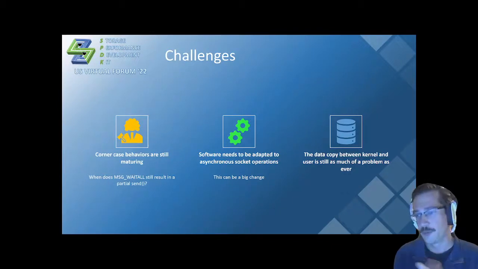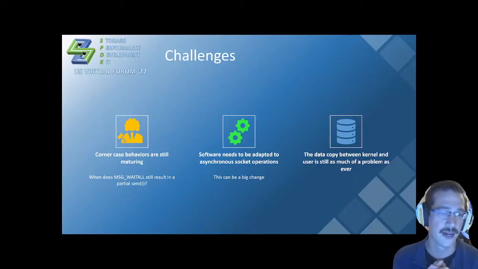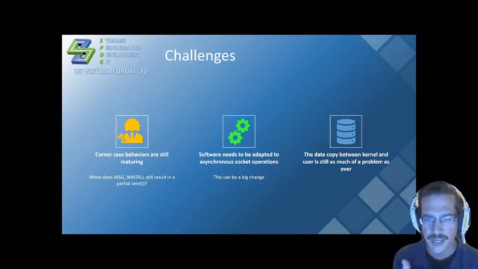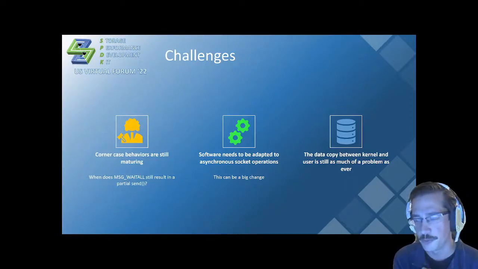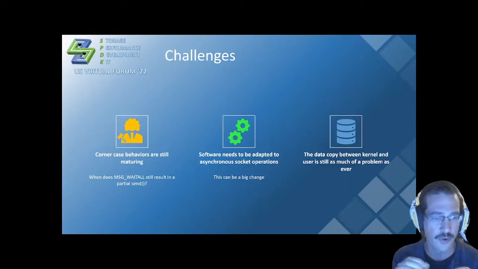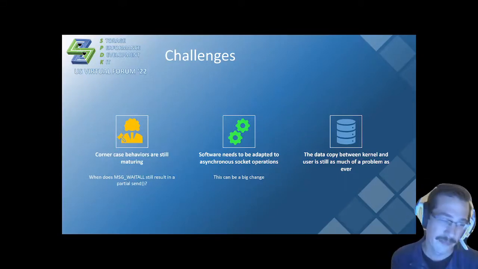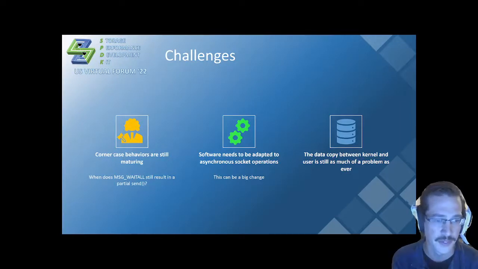Okay, and then I just want to end a little bit on some of the remaining challenges, and then we'll mention a few more things that we're investigating right now. There's a couple of corner case behaviors that are still maturing. Maybe they've fixed them all in 6.1 or something. But a couple of questions on when can you get a partial send. We're doing an asynchronous send. Can it ever complete partially, or does it just not complete until it's done? The answer is it could definitely complete partially. But it's just many fewer cases than before.